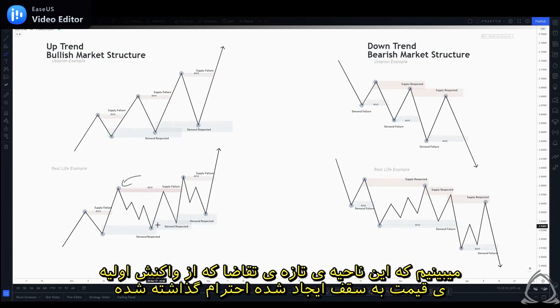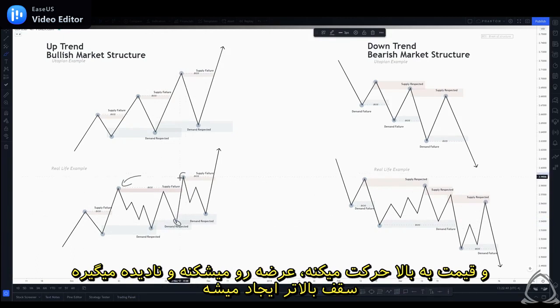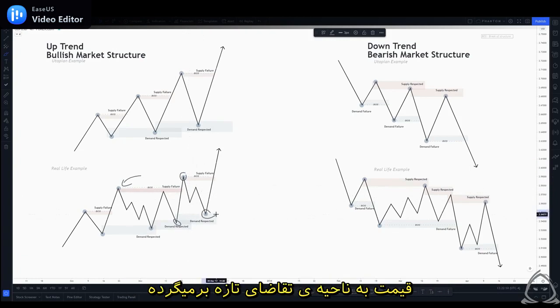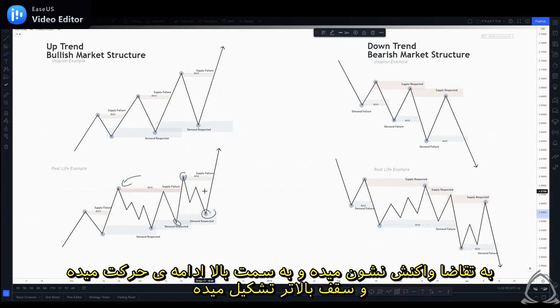And what we can see is this newly created demand zone from the initial reaction to the upside is respected, and price moves to the upside, breaking supply, making supply fail, creating a higher high. And then price creates a new supply zone as it creates a pullback or a retracement. We tap back into the newly created demand zone. Demand is respected and price continues moving to the upside, creating a higher high.